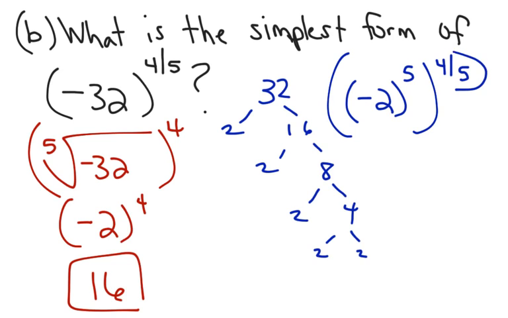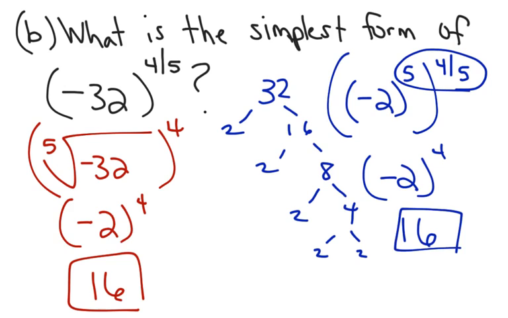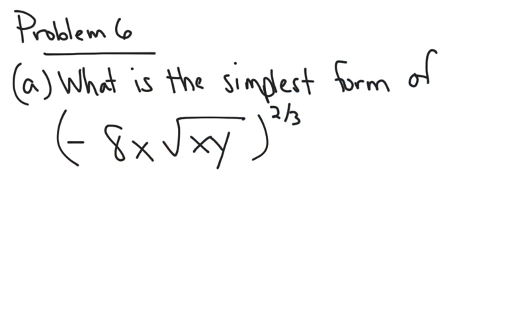Well, the property of exponents says I can multiply those exponents together. Well, 5 times 4/5 is 4. And you end up getting negative 2 to the fourth, which is 16. So whichever way makes the most sense to you is the way that you're going to do it.